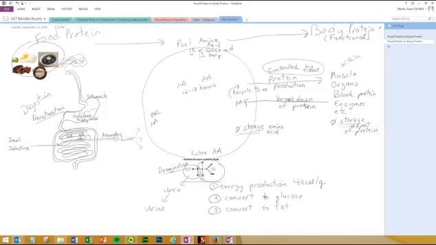So if we eat more protein than what we need, we are going to actually just process them, get rid of the nitrogen waste through the urea and the urine, and then we're going to use that carbon backbone for something else, such as energy. We convert it to glucose, or we convert it to fat.